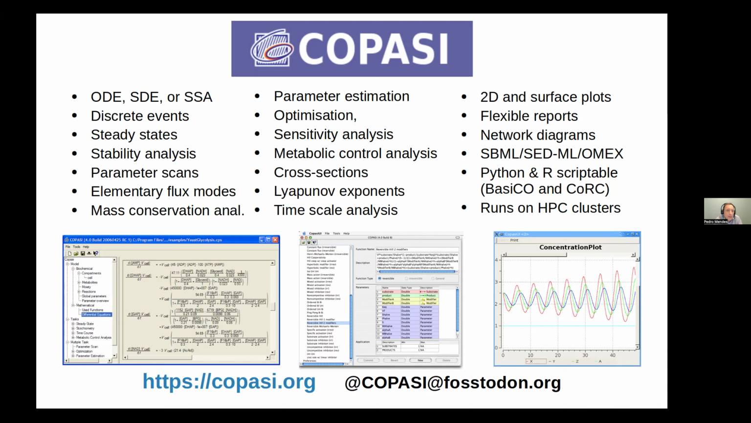So COPASI is essentially not spatial software. It's only time dependent. It can simulate models based on differential equations, on stochastic differential equations, and also on the Gillespie stochastic simulation algorithm and its derivatives. It allows adding discrete events, and there are a large number of methods for analyzing the model, including, as someone mentioned before, timescale separation analysis, for example. And it's also quite commonly used for parameter estimation. It's one of the features that is more popular, but it does a number of other approaches.